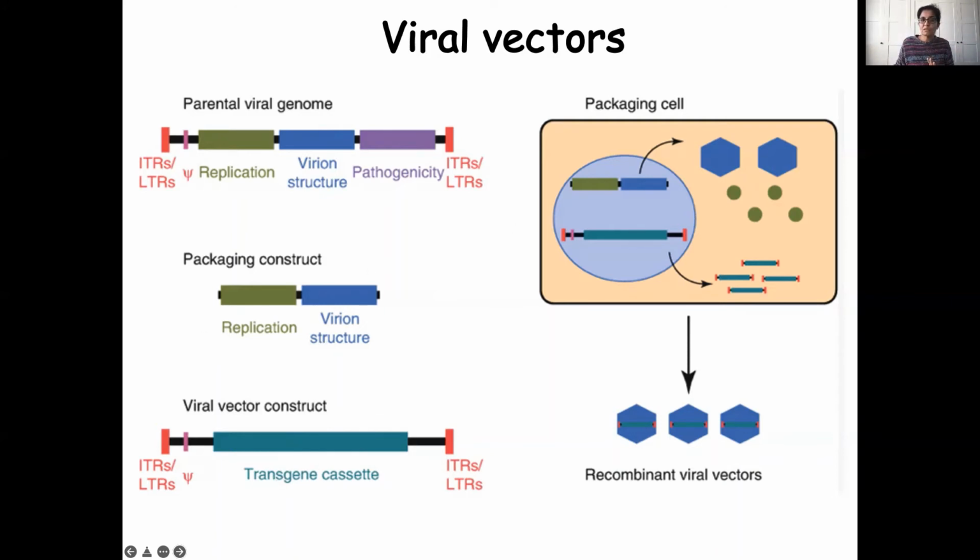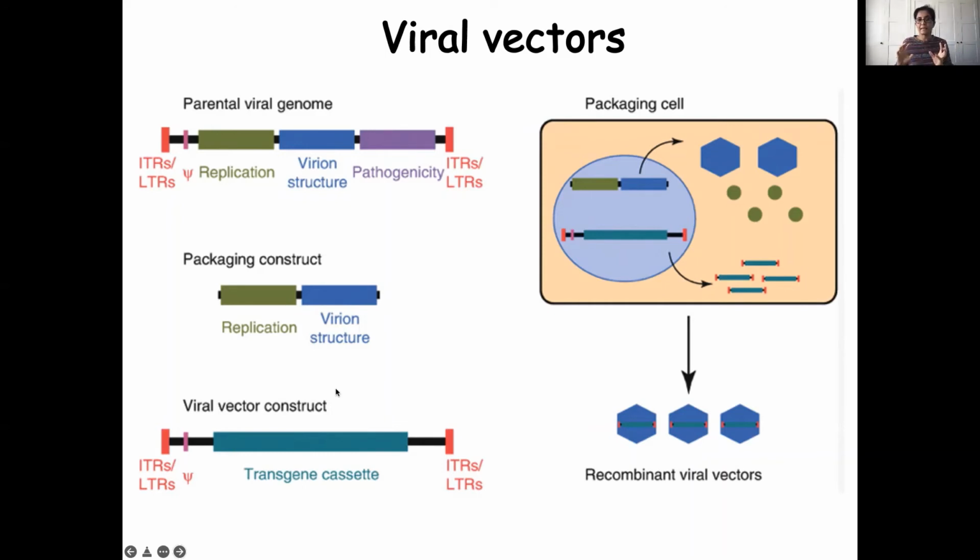So we have two constructs: the packaging construct, which will make the virus, the empty virus. And then we have this viral vector construct where we have the gene that we want to send into the cell. We put these two things into a packaging cell. So these are human cells which we can use as kind of factories to produce more viruses. We put these two constructs into the packaging cell.